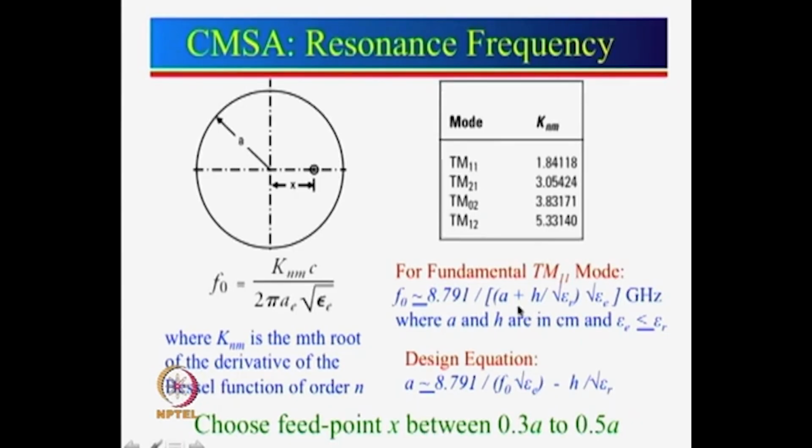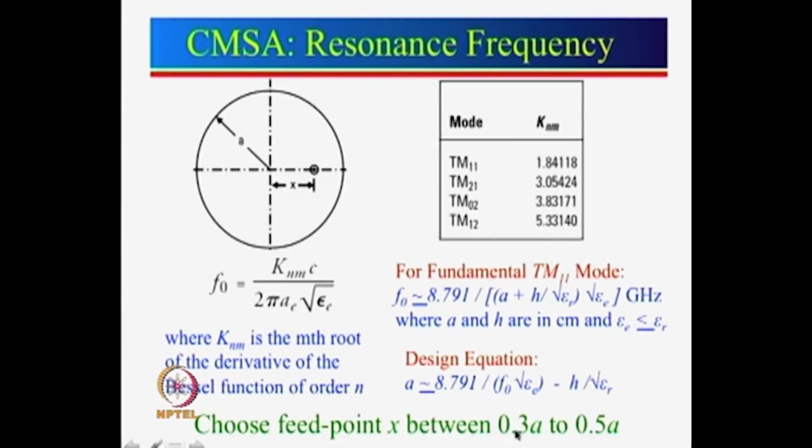So A plus H by square root epsilon r goes to this side, F0 comes on this, and then the plus term here comes to this side. So for given substrate parameters, which will be epsilon r, H and F0, we can find out the value of A. And the next thing which will be important is where to choose the feed point.